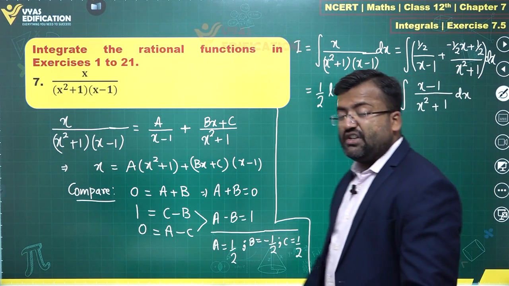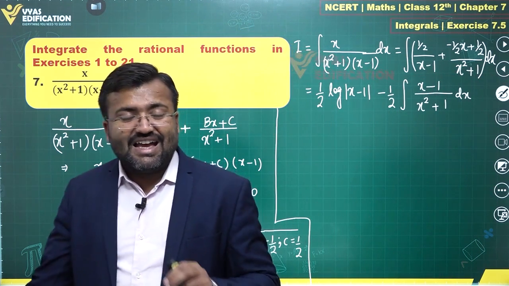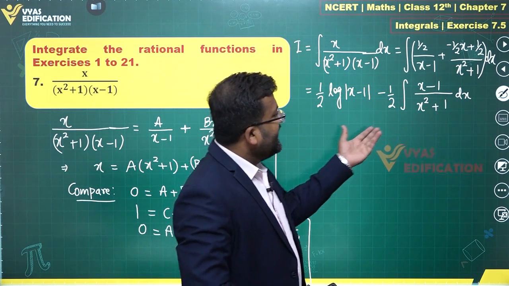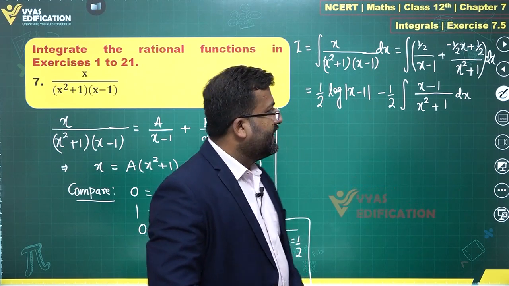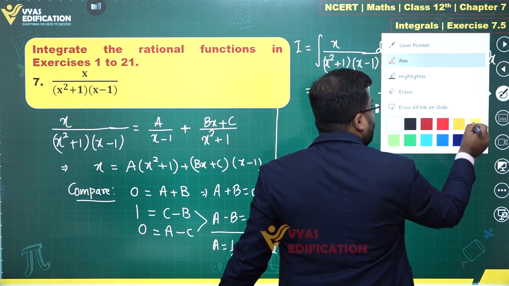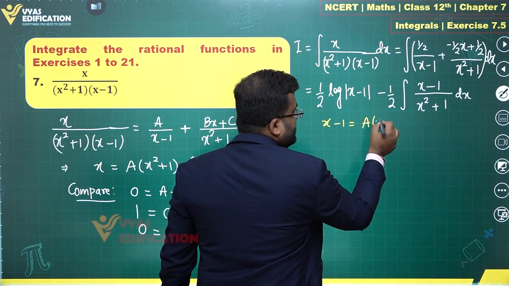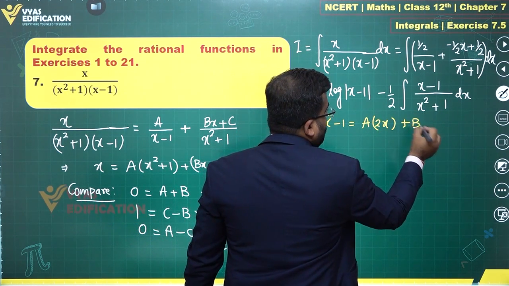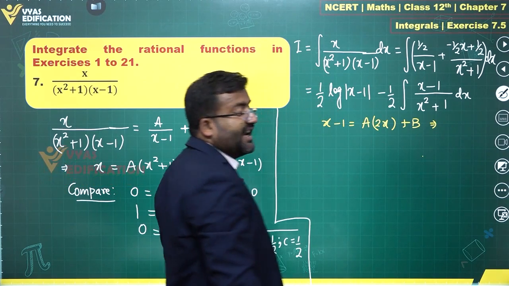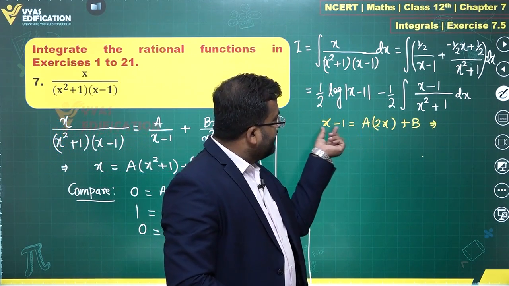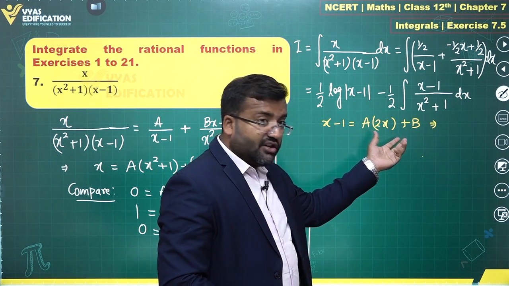Okay. Now this x minus 1 has to be written as p times, or what we used over there was a times the derivative of this denominator plus some b, right? So let me rewrite x minus 1 as a times the derivative of this, which is 2x, plus b. And once again, comparing both the sides tells me that 2a will be equal to 1, a will be equal to 1 by 2 over here also.